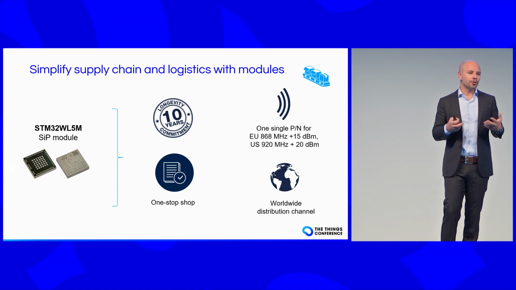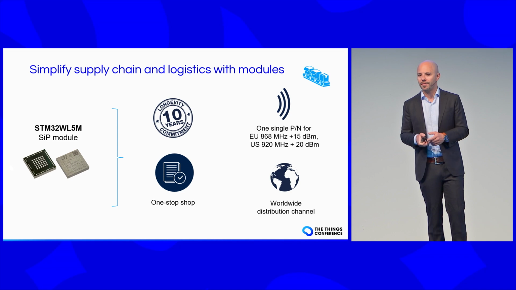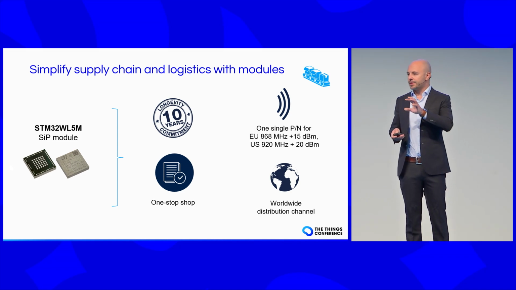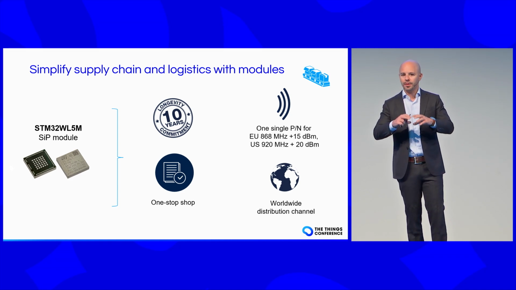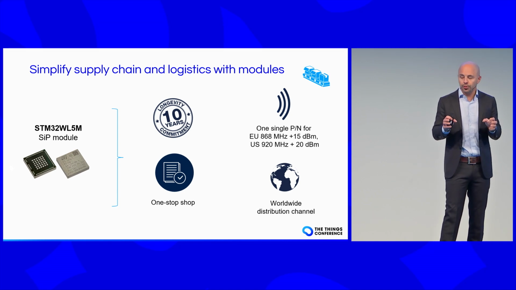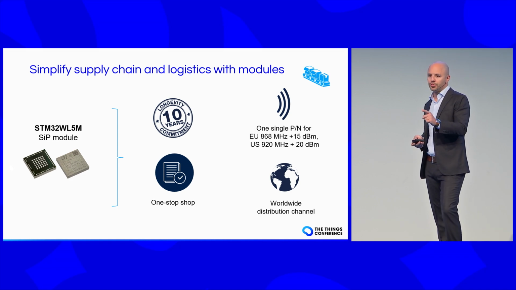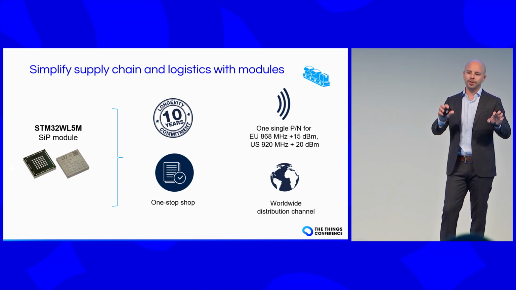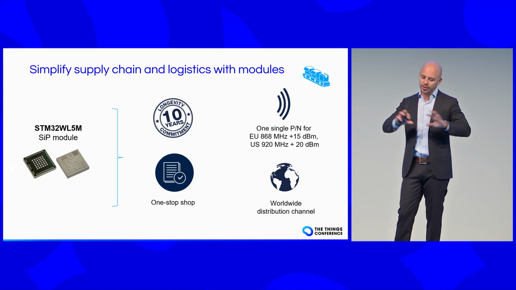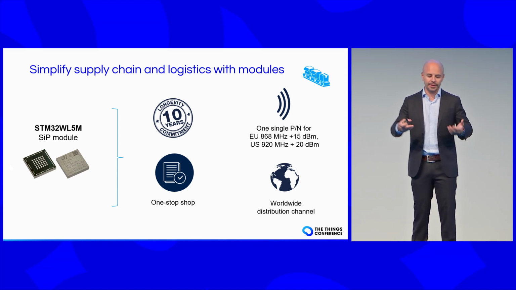And here, modules also constitute a way to reduce this TCO. For the supply chain and logistics, for instance, the WL5M comes with a 10 years longevity commitment. It is in a single device. We integrated many components, so it's a way to simplify procurement and to reduce the complexity of managing multiple suppliers. With a single version of the module, we are able to cover the US band, the European band, and Asia Pacific. So with a single part number, you are able with this module to deploy it anywhere in the world. And through ST channel, we are able to ship it to any location.